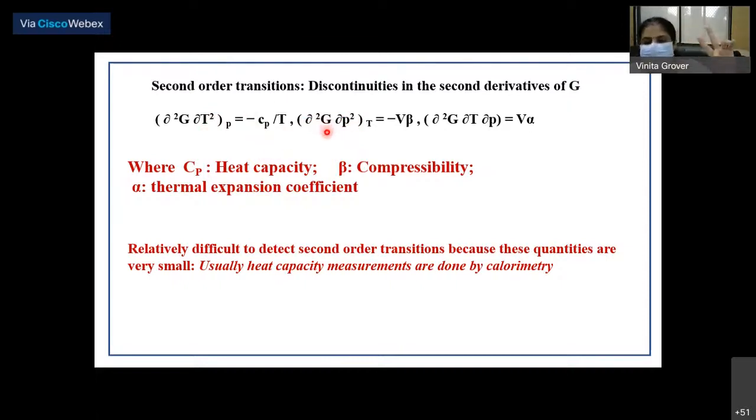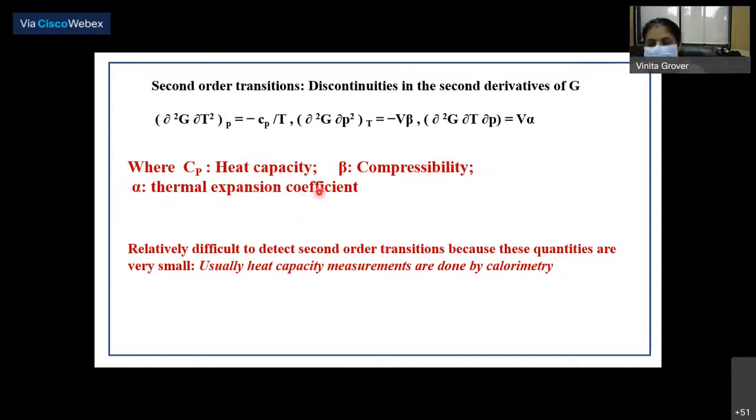Similarly, the double derivative of free energy with respect to pressure is this, and this particular value is called compressibility. And this particular value is called thermal expansion. So there we were bothered about changes in enthalpy, entropy, volume, those were discontinuous. Here we are bothered about changes in heat capacity, compressibility, thermal expansion coefficient.